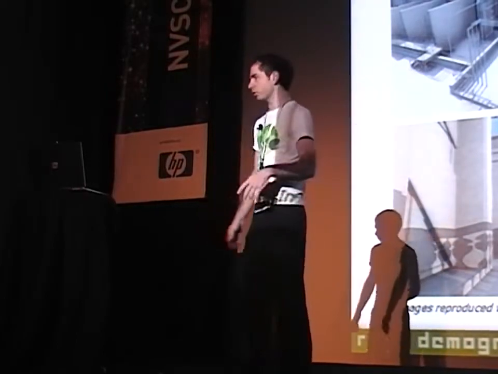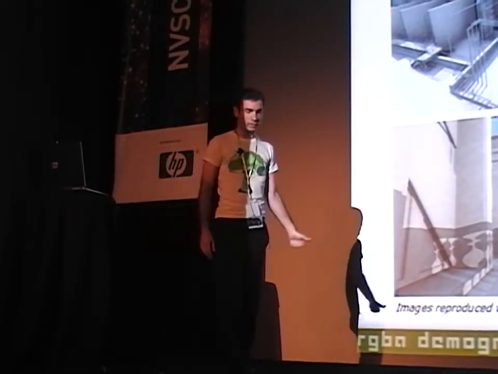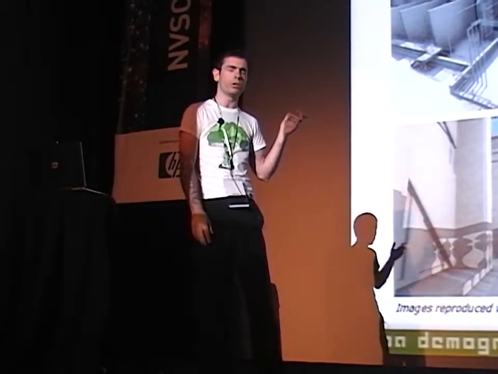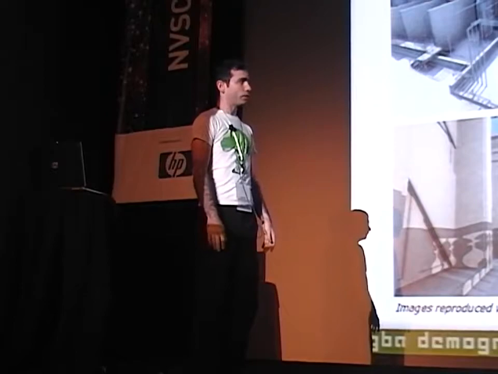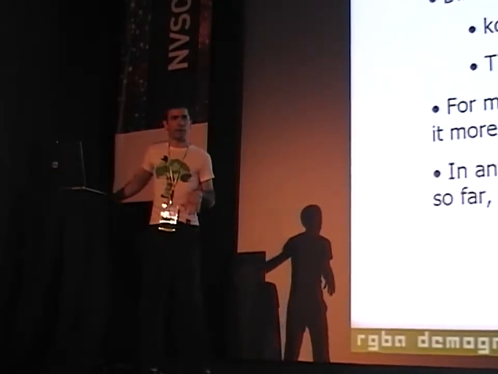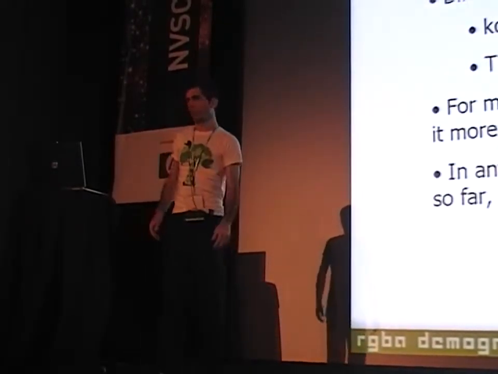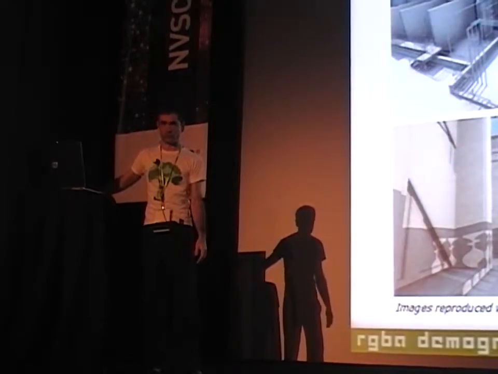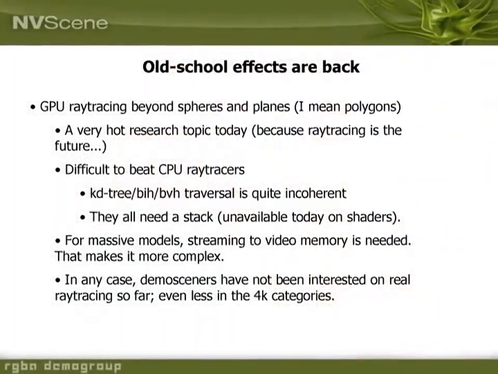So this has a few screenshots showing ambient occlusion. This is actually running on CPU. It's running on 16 cores or 32 cores, I don't remember now. And it's quite fast. Now the question is, this is a bit off topic, but why not move ray tracing to the GPU, real ray tracing, like polygons, not spheres. There are a few reasons why ray tracing has not been moved to the GPU yet, even if it's a very hot research topic. The main reason is that to do fast ray tracing, you need octrees or KD trees or bounding volume hierarchies or some sort of acceleration structure.